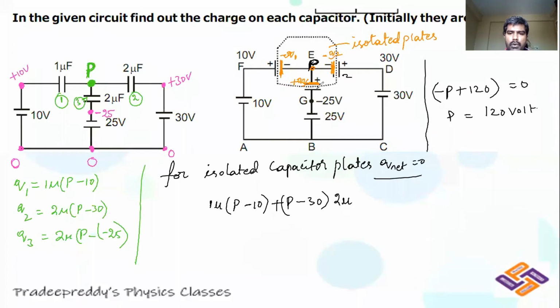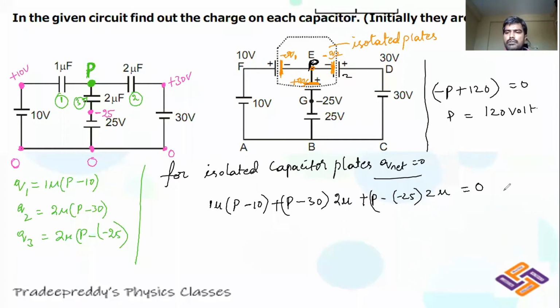Next, coming to the other one, plus P minus of minus 25, that is the potential difference, and its capacitance will be 2 microfarad. That is equal to 0.